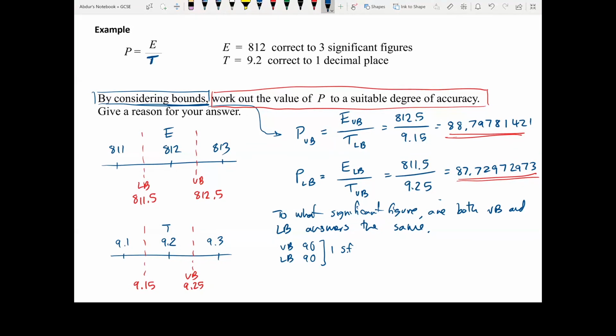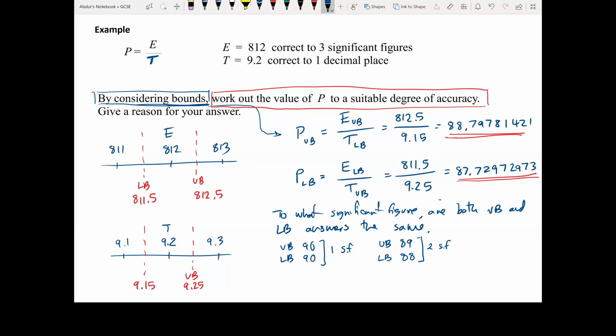Let's see what happens if I round them to two significant figures. My upper bound answer would be 89, and my lower bound answer would be 88, as you can see here. So I've got 89 for the top one and 88 for the bottom one. To two significant figures, it actually becomes different here.